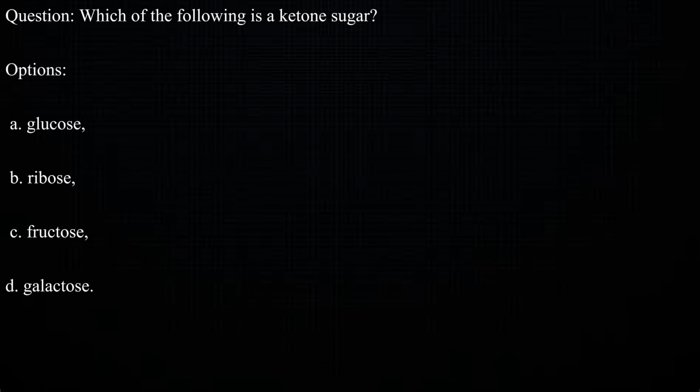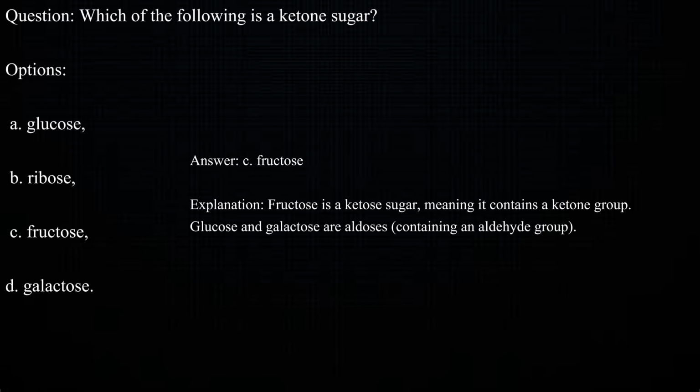Next, which of the following carbohydrates is a ketone sugar? A, we have glucose, B, ribose, C, fructose, and D, galactose. The correct answer is option C, fructose.